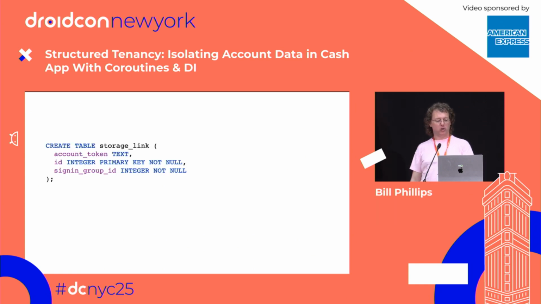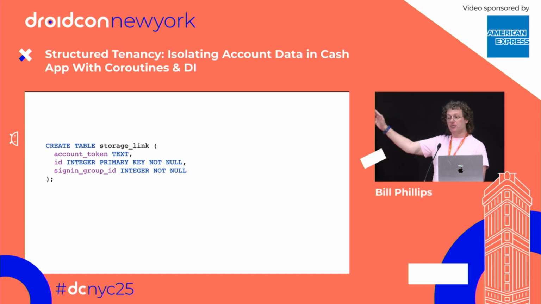So we did this with SQLite, created a little table called storage link. It has an account token, so you can look up a sandbox later when you need it, and then an ID, and sign-in group ID is our cleanup mechanism. I'll talk about that more in a few.